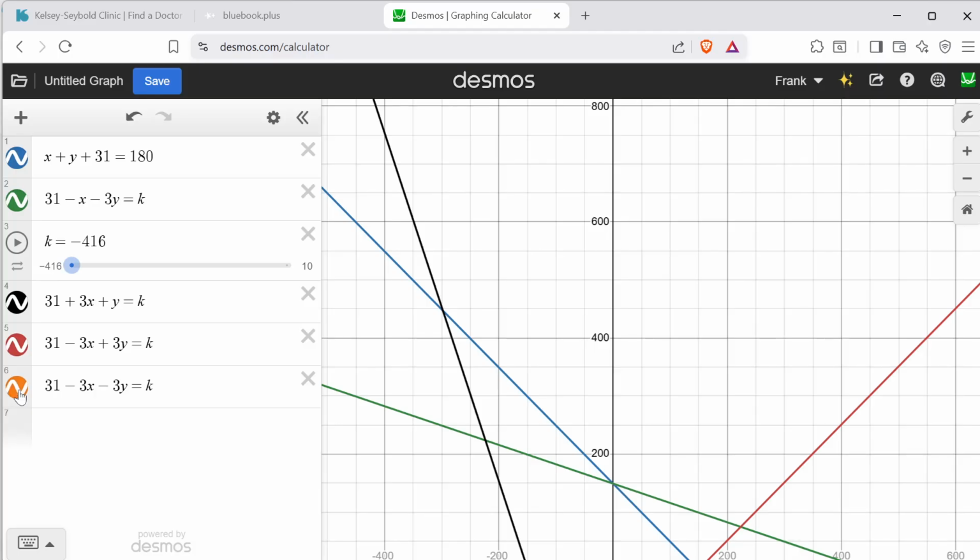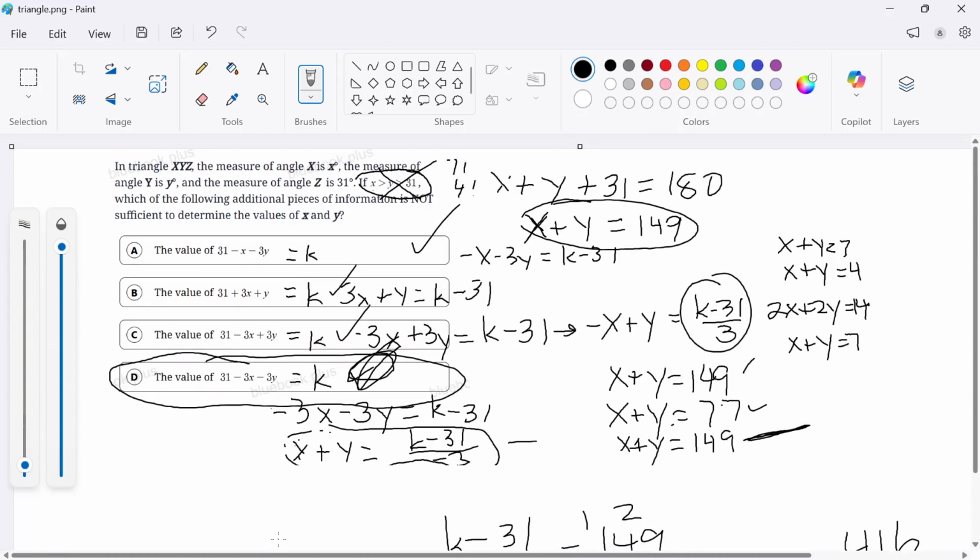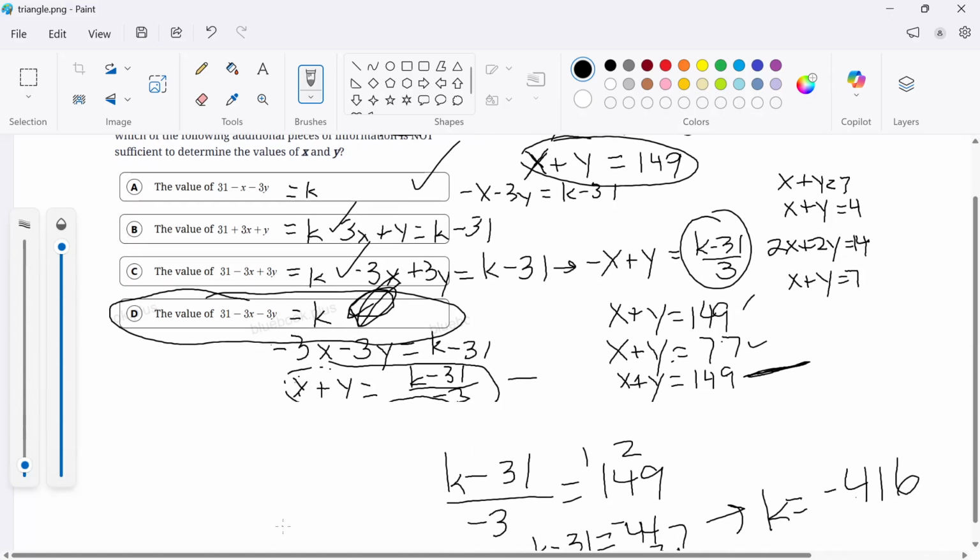And see, the orange and the original blue line are the same. So D either gives me the same equation or either infinite solutions or no solutions. And so D is the one that doesn't give me sufficient information, so I put a check mark. D is the one that doesn't give me sufficient information to answer this question, to determine the values of x and y, because they can be anything. There's infinite possibilities or no possibilities.